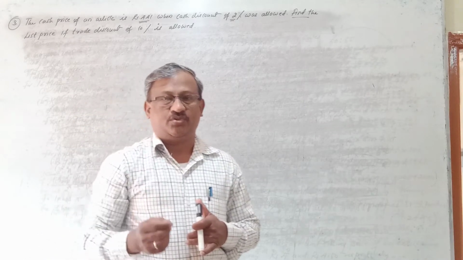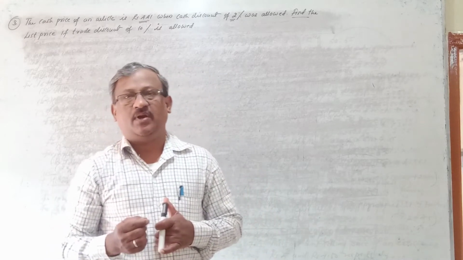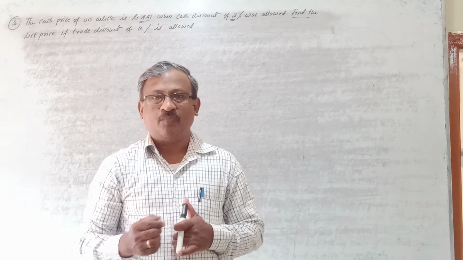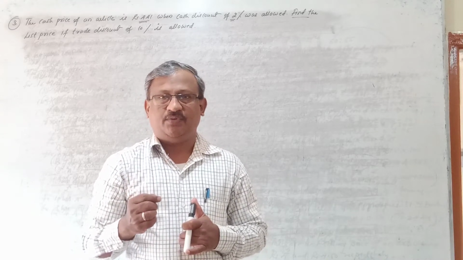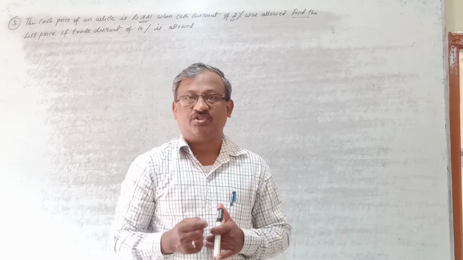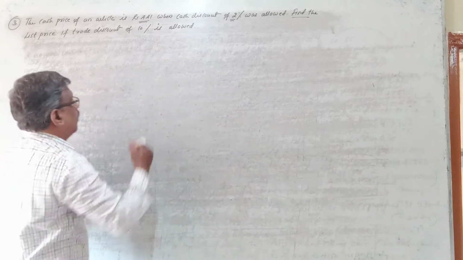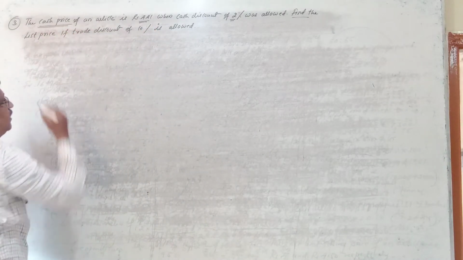Now in the previous two sums we have seen how, when the list price is given, to calculate the cash price or the net price. Now in this problem they have given you the cash price, or the net price, and they are asking to calculate the list price. So whatever they have given, 441, which price is this? This is the cash price.